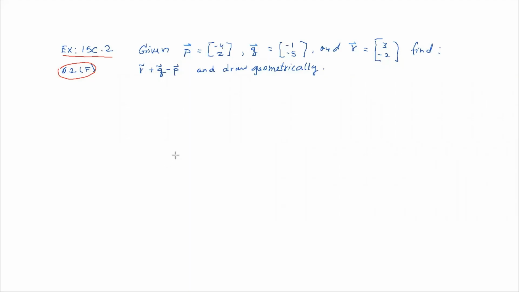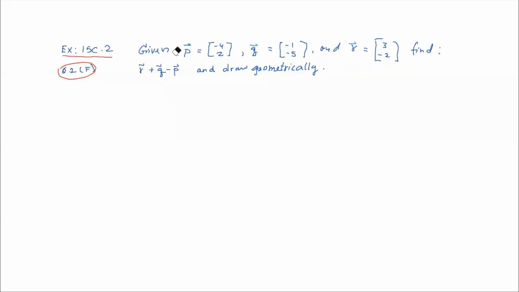Need more space. Before this, okay, do this way. Before this, we can do the calculation first, right? We do the calculation first, say from this one. Vector r plus vector q minus vector p. So we can write it down, say vector r.